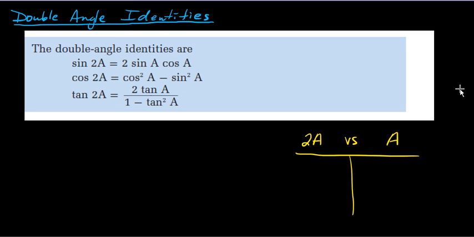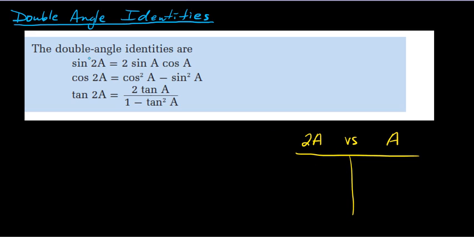Okay, so the last part of this section, this is sum, difference, and double angle identities. So there are also some identities that relate an angle A with its double angle, so 2 times that angle. What's important to note here, and a lot of students get this mixed up actually, you have to be real careful: 2A versus A.